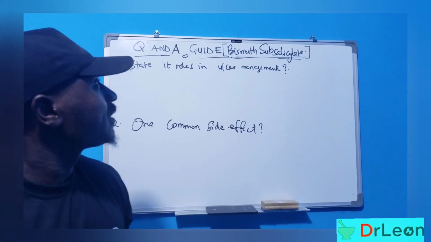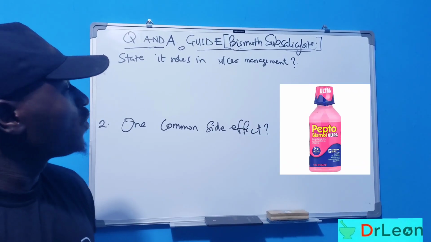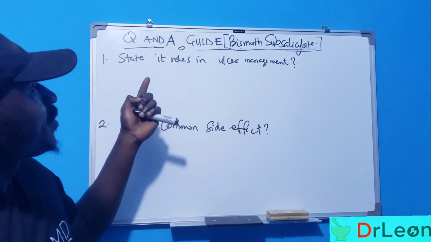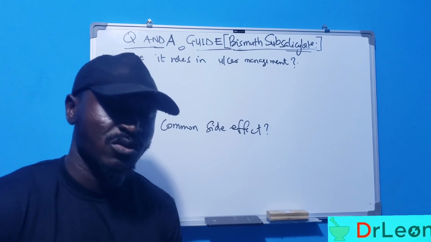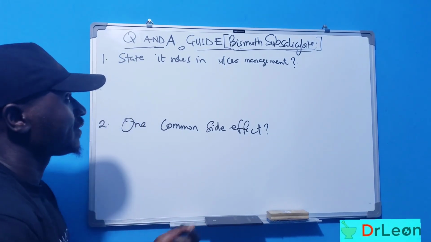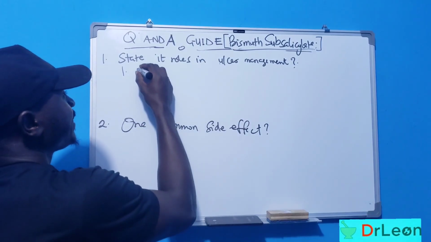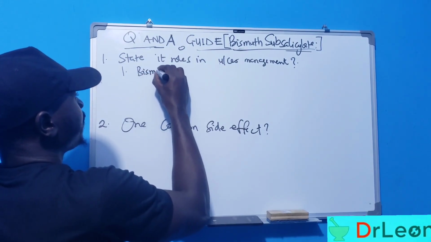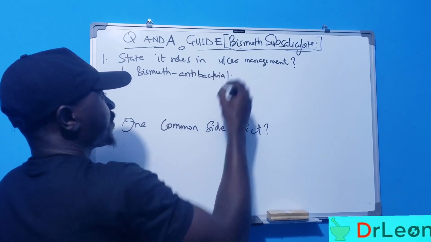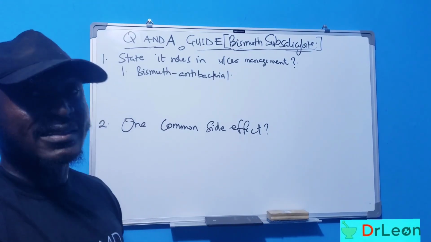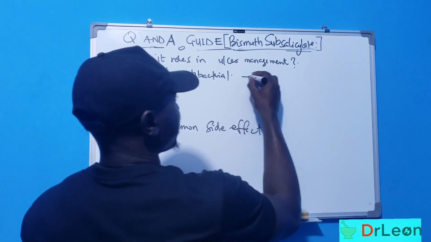Then the next guide will be on Bismuth Subsalicylate. So our first question will be how they are able to manage or treat ulcer. So one, the bismuth in Bismuth Subsalicylate is antibacterial. Antibacterial here means they can kill bacteria, and one of the bacteria they can kill is H. pylori.